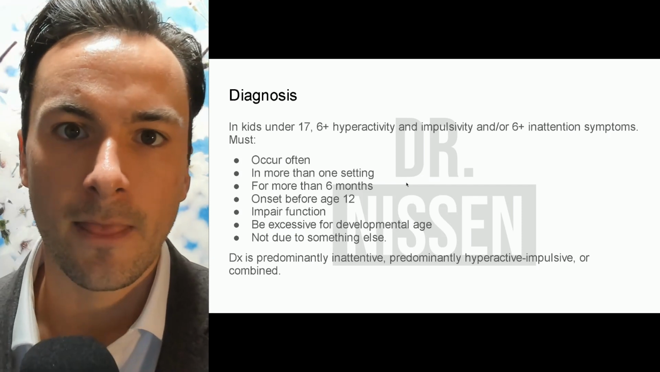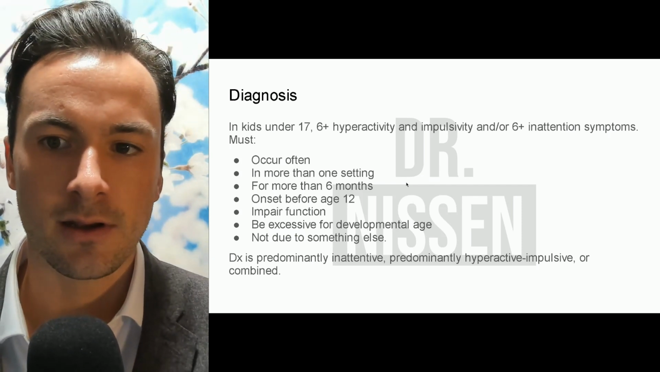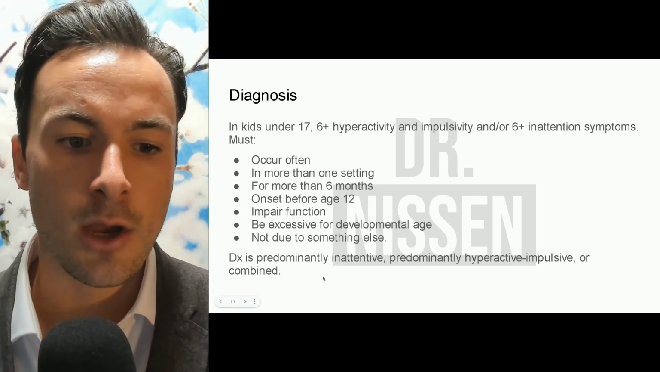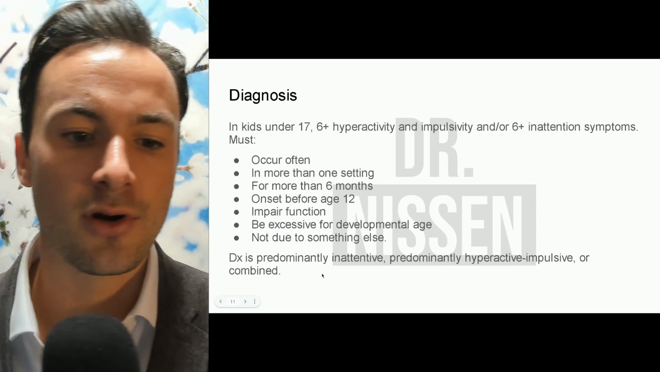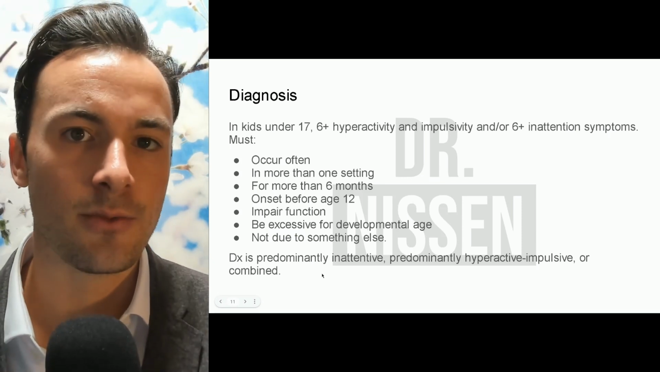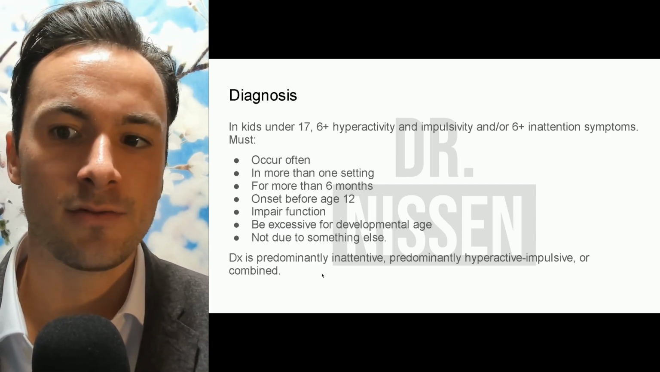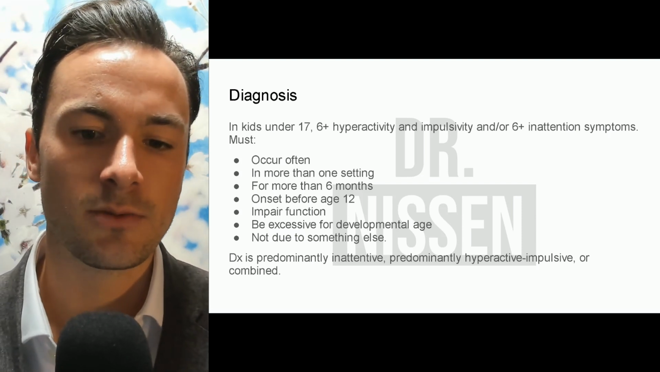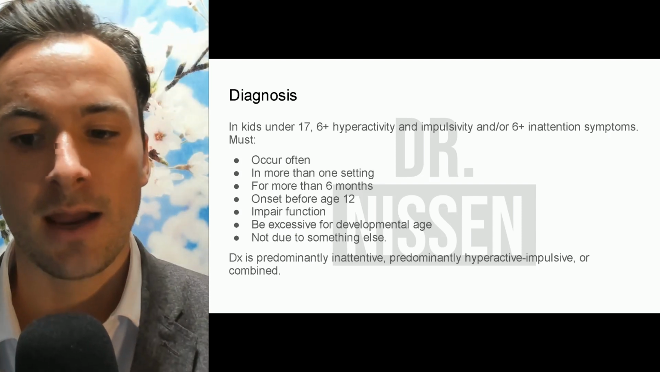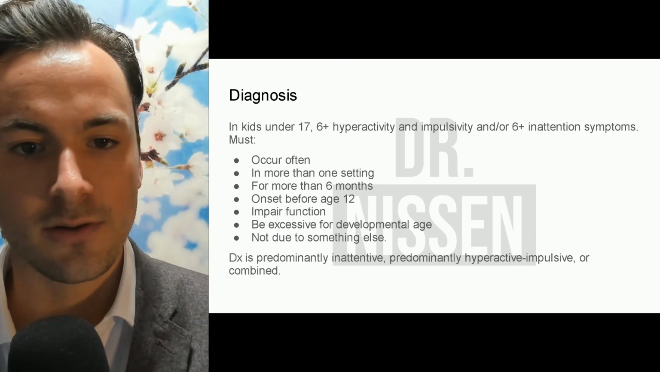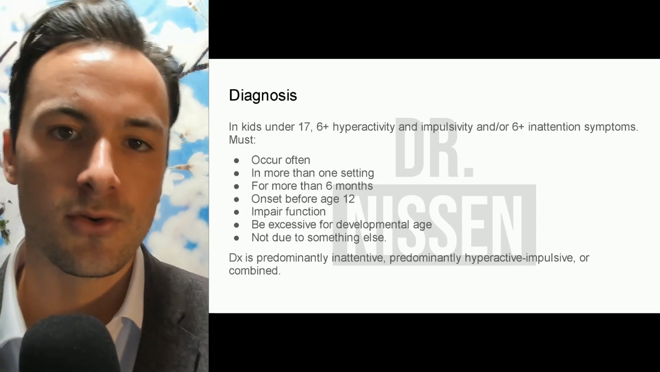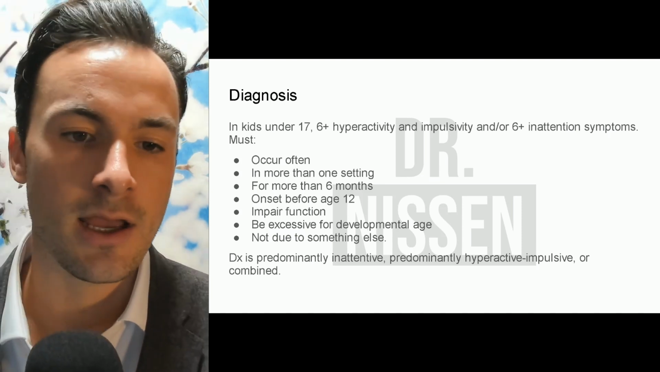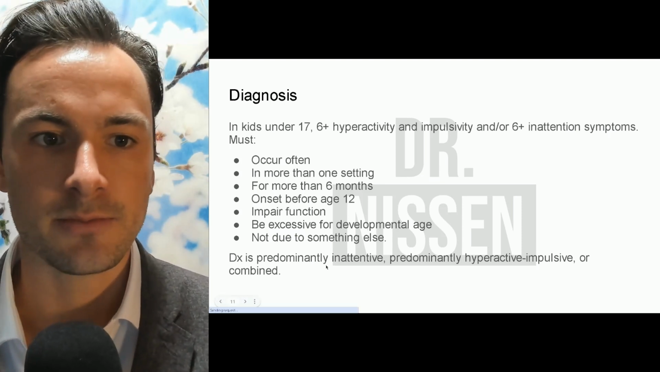And in adults, we'll talk about in a little bit, it's slightly different criteria. But the diagnosis can be ADHD predominantly inattentive, so that would mean that they have 6 or more of the inattention symptoms, but not 6 or more of the hyperactivity and impulsivity symptoms. Or it could be ADHD that's predominantly hyperactive impulsive, which would be 6 or more of the hyperactive impulsive symptoms, but not 6 or more inattention symptoms. Or it could be ADHD combined, and most commonly it is the ADHD combined type.